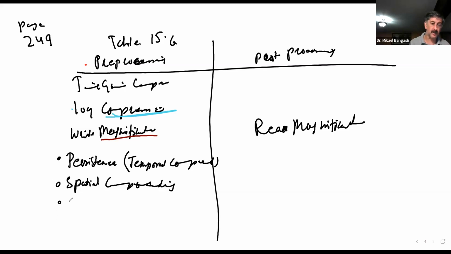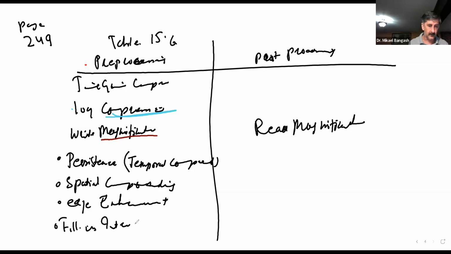There is something they call edge enhancement. Although it is mentioned later on in the chapter, we're not going to really talk about it. And then the last one is fill-in interpolation, and that's something that we will definitely talk about.